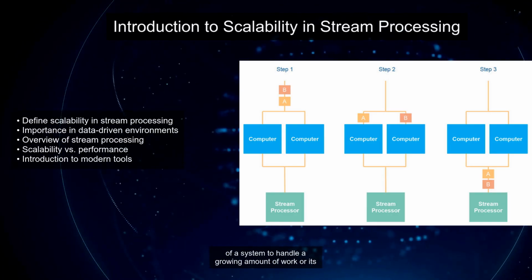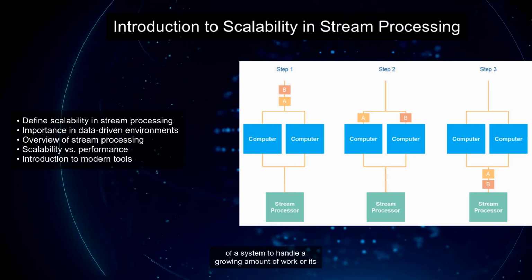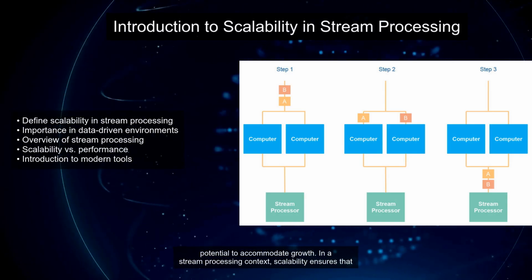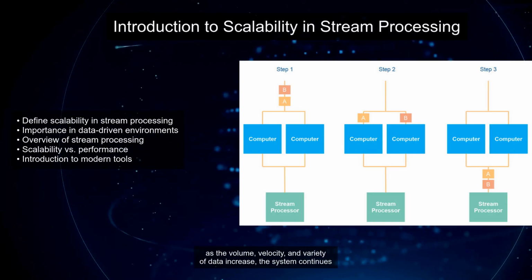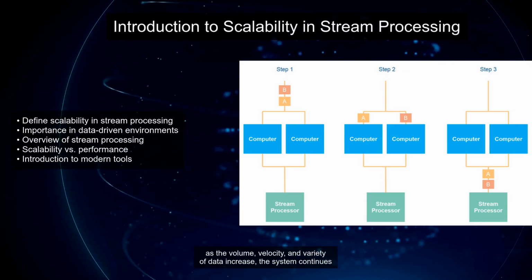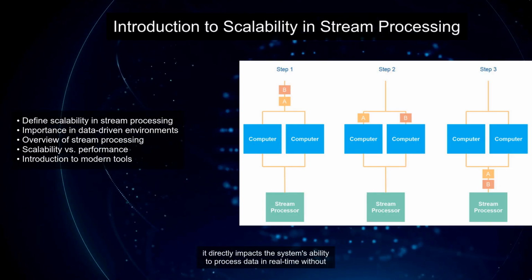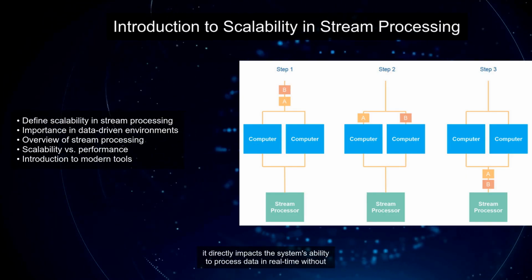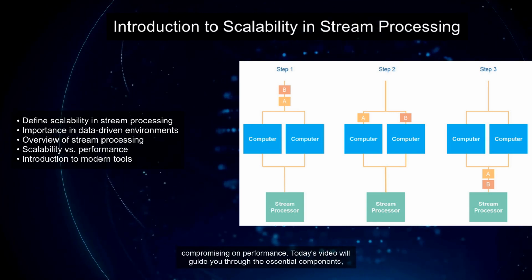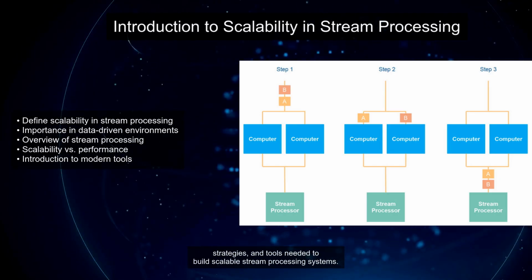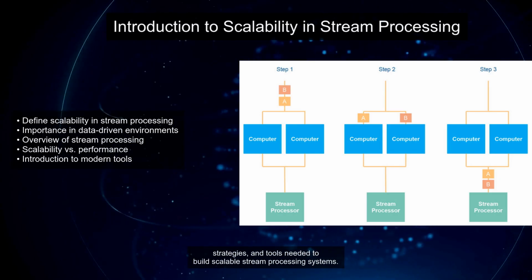Scalability is the capability of a system to handle a growing amount of work or its potential to accommodate growth. In a stream processing context, scalability ensures that as the volume, velocity, and variety of data increase, the system continues to operate efficiently. Understanding scalability is crucial for any data-driven application, as it directly impacts the system's ability to process data in real time without compromising on performance. Today's video will guide you through the essential components, strategies, and tools needed to build scalable stream processing systems.